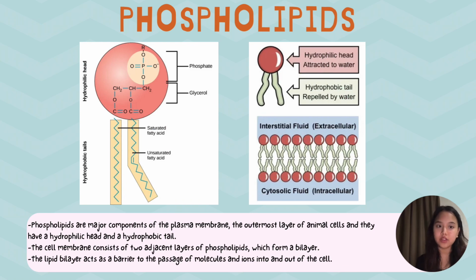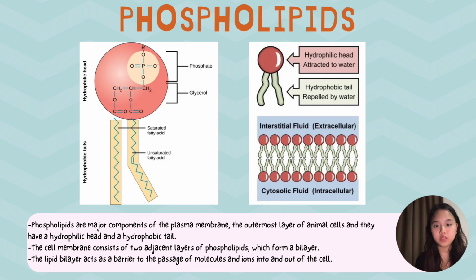The next category of lipid is phospholipids. Phospholipids are major components of the plasma membrane, and they are made up of phosphate, glycerol, and two fatty acids. The phosphate head of the phospholipid is hydrophilic, which means it is attracted to water, while the fatty acid tails are hydrophobic, which means they are repelled by water.